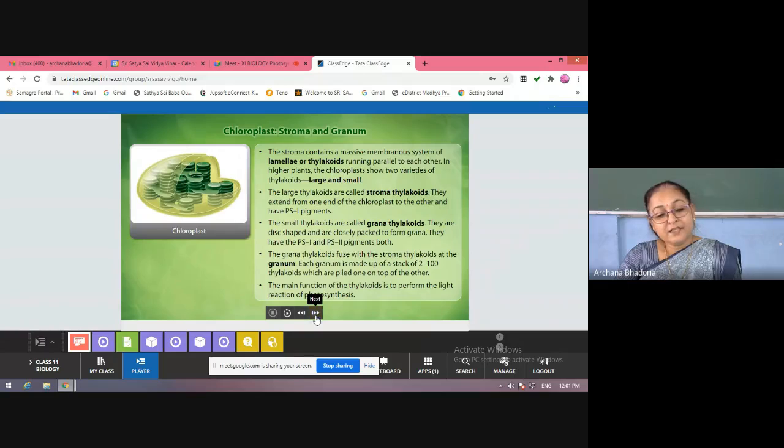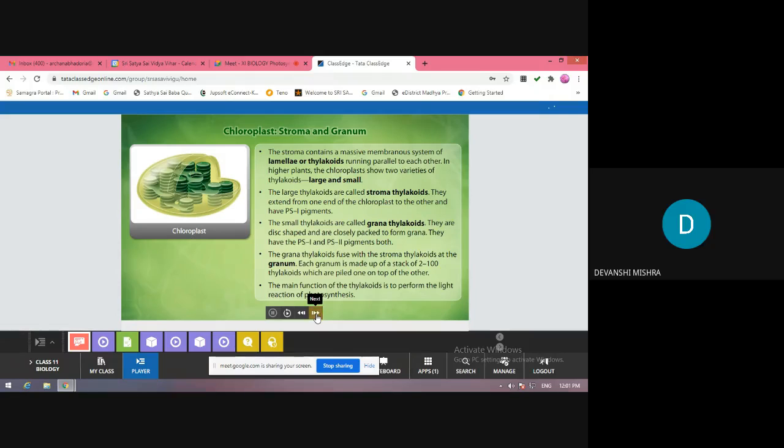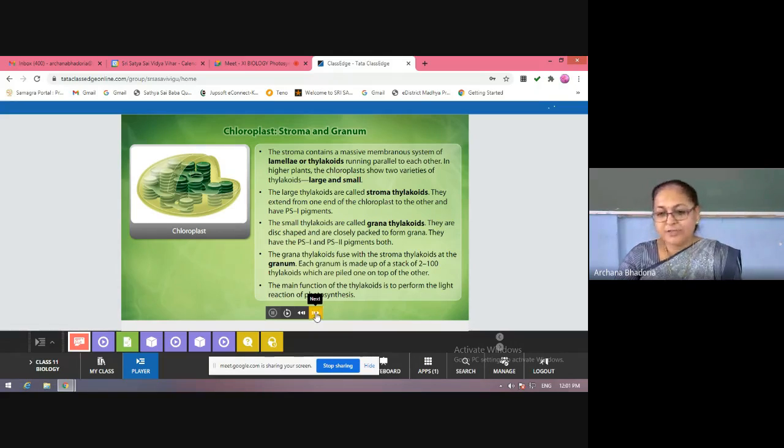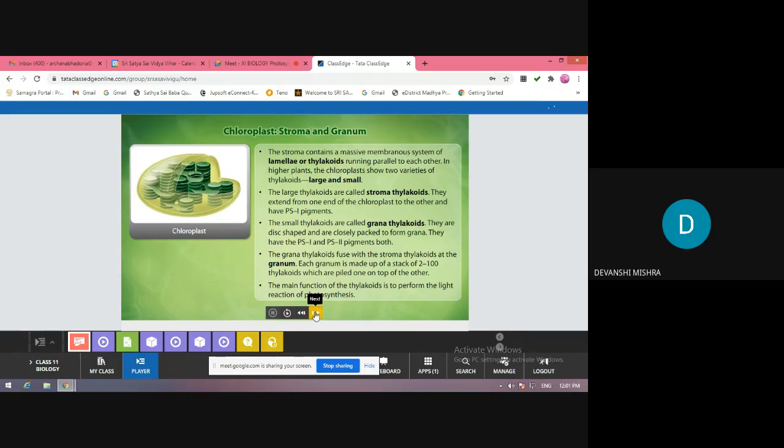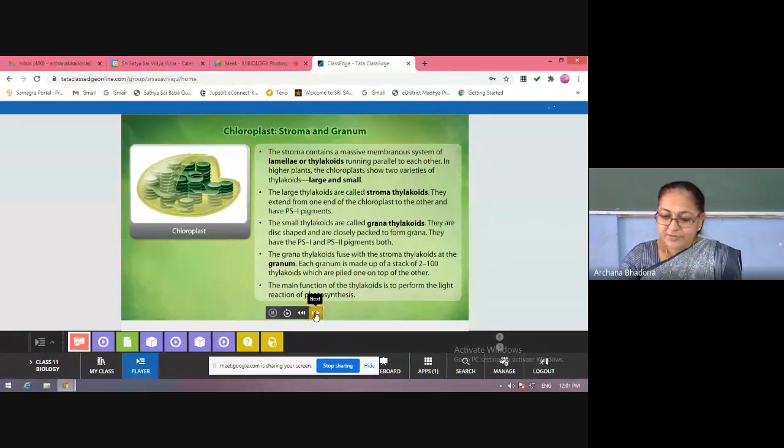Devanshi, where are the chlorophyll pigment molecules present? Ma'am, in quantasomes. And where are the quantasomes present? In thylakoids. How many thylakoids will make up the granum? 2 to 100. Okay. Which reaction will occur in the thylakoid? Light reaction. Why will it occur in the thylakoid only? Ma'am, because it occurs in the presence of sunlight and thylakoids trap the sunlight. Thylakoids will trap the sunlight as they have the pigment molecules.